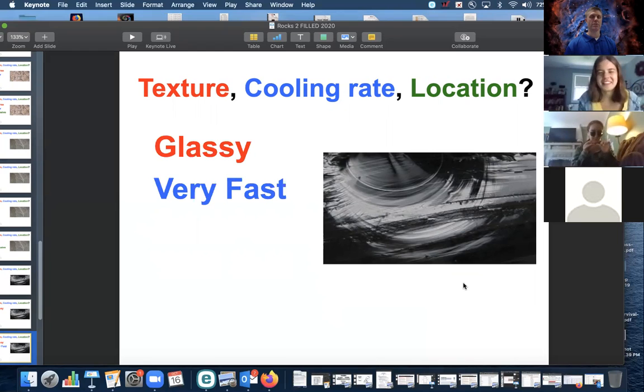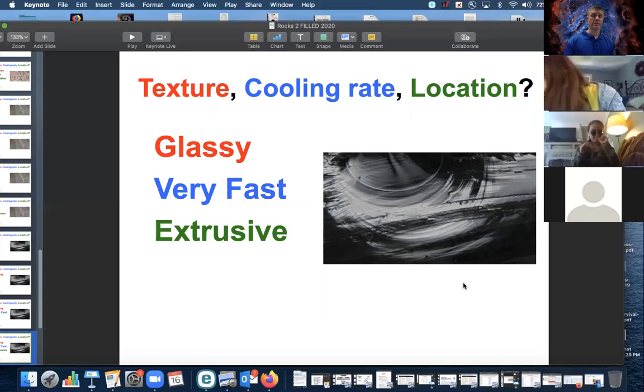And where does that happen? Is that intrusive or extrusive? Extrusive. Good. And so the only place it can cool fast enough is going to be somewhere in the environment.